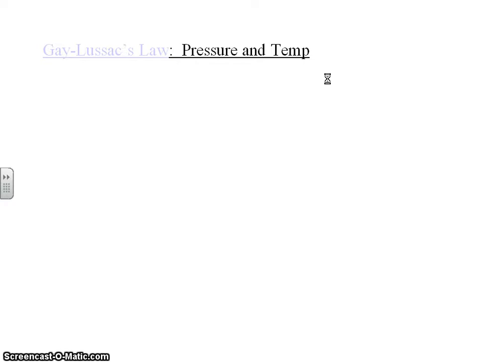All right. Boyle's and Charles's gas laws dealt with pressure and volume, and temperature and volume. And today we're going to talk about Gay-Lussac's law, which deals with pressure and temperature. And since you don't see volume listed, then volume is the factor that is constant. Okay?